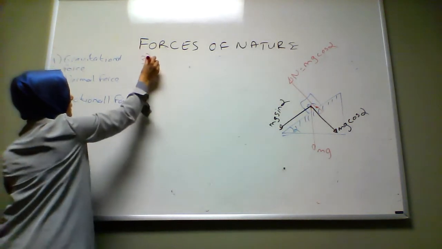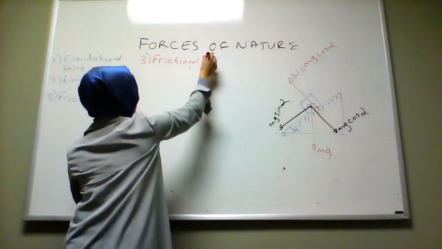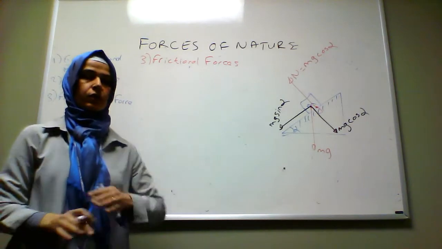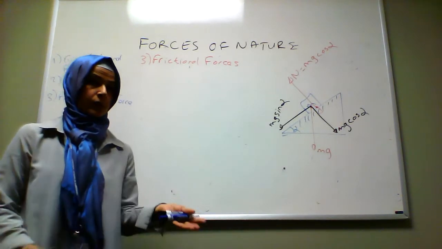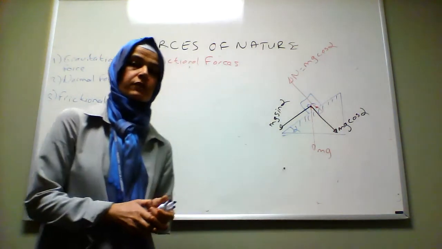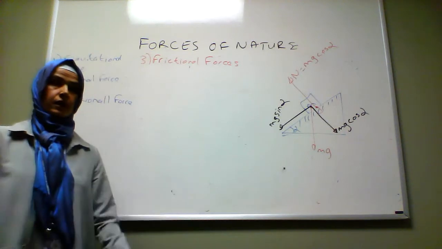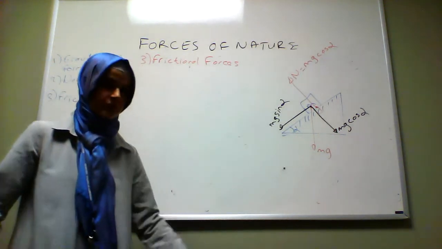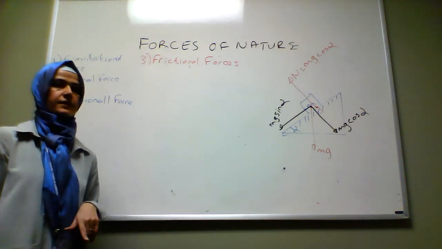So, three: frictional forces. We know if we want to push a table or a chair, let's say, on a floor, if there's a carpet in there, it's harder to push than if there is a smooth surface, or an icy surface, where it's very easy to push, because the friction changes depending on the surface.